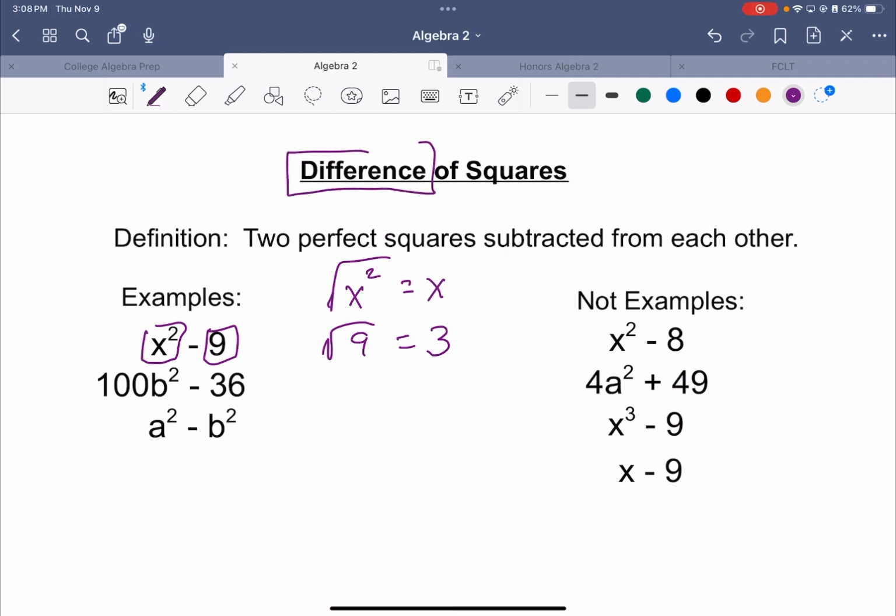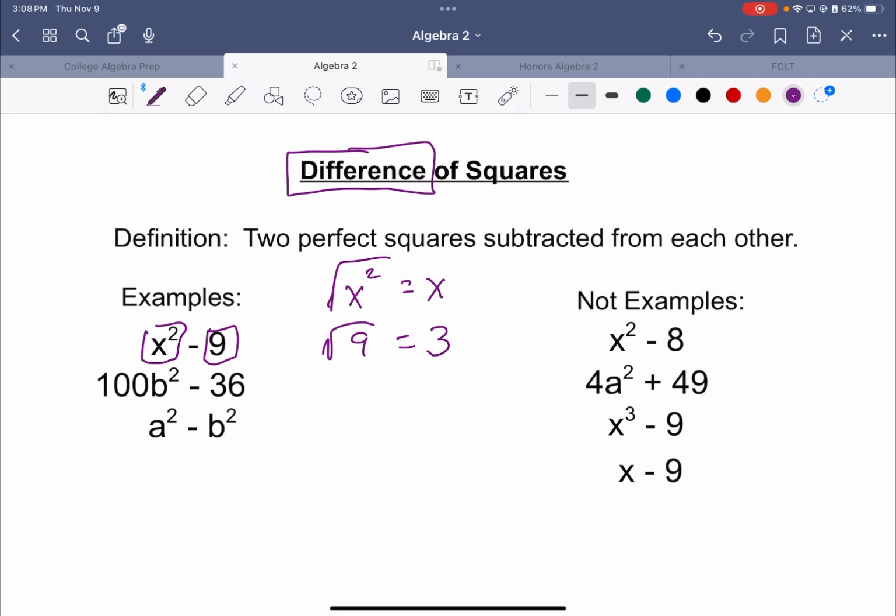Difference means to subtract. So difference of squares means you're subtracting two perfect squares. When you have that, there's a very specific rule that's going to apply, and we're going to talk about that rule in just a second. But first, I want you to see some examples of things that are perfect squares and things that aren't.